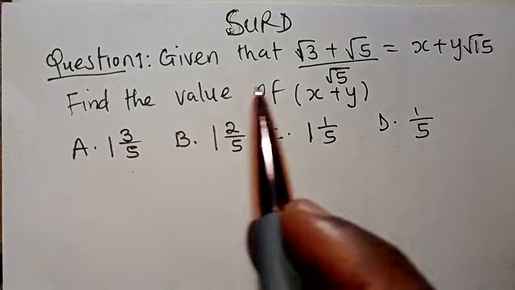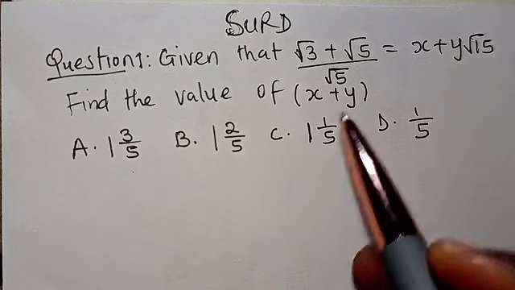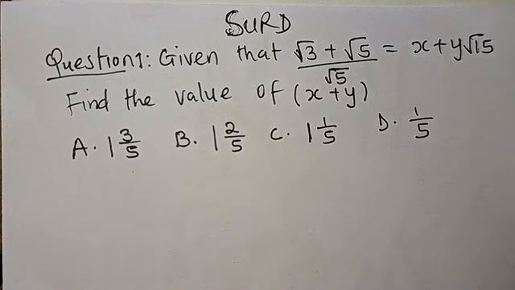The question said given that root 3 plus root 5 over root 5 equals x plus y root 15, and we have all of this, we are asked to find x plus y. So therefore I would like you to pause this video, go and attempt this question, right? So you can come back to check for the validity of what you got.